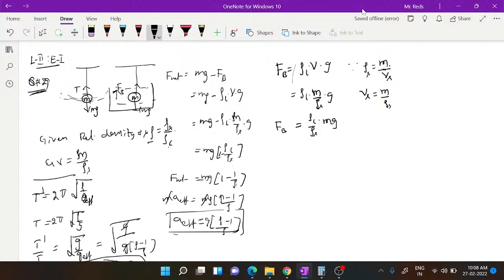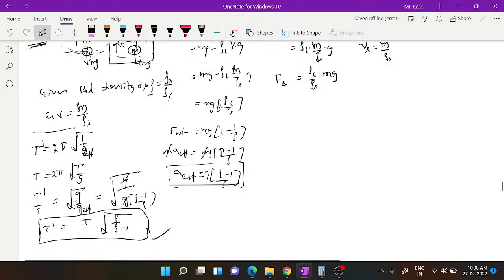This is the effective acceleration of the bob when it is immersed in the liquid. Under that condition, what will be the time period? You are asked to find it in terms of the time period of the bob in air. The time period in the liquid is 2π√(L by g effective), whereas in air it is 2π√(L by g). If you take the ratio, T dash by T, as L is the same, since time period is inversely proportional to root of g.